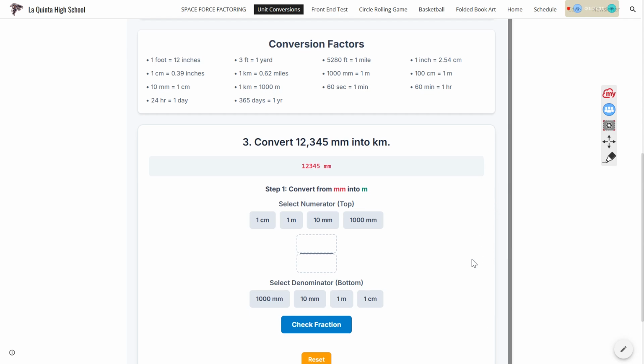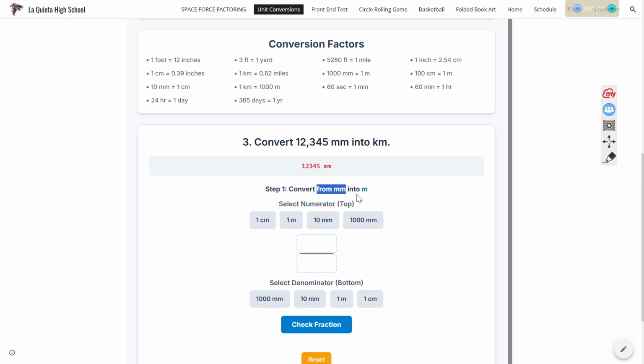Okay, for number 3, we can see we want to go from millimeters into meters. So to make this happen, which should be on the denominator? Which units do I want? We want millimeters, right? The main part of this lesson that I want you guys to see is that whatever unit I'm converting from should be the denominator of the fraction that I'm looking at here, okay? So in this case, I have to choose between 1,000 or 10. So which one do I choose?